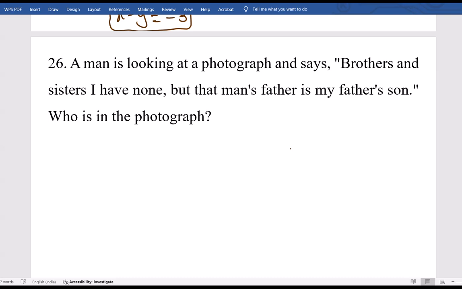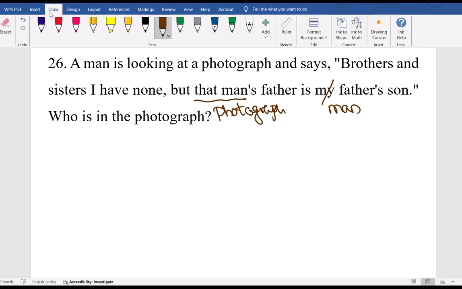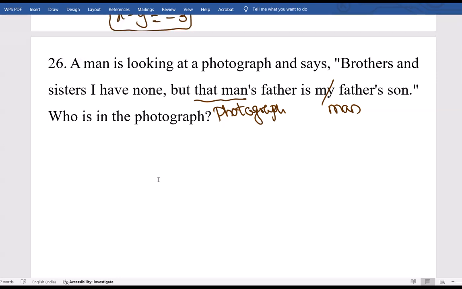That man means photograph person. This is said by man. Answer: who is in the photograph? Related to this person, man. Now here, before is, after is, we have to work on. Man's father's son. Brothers and sisters have none, so the same person will be this guy.